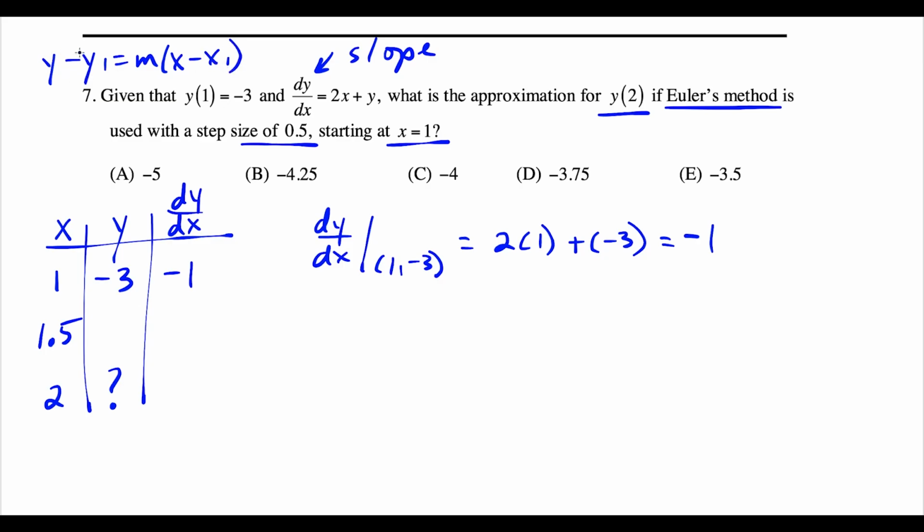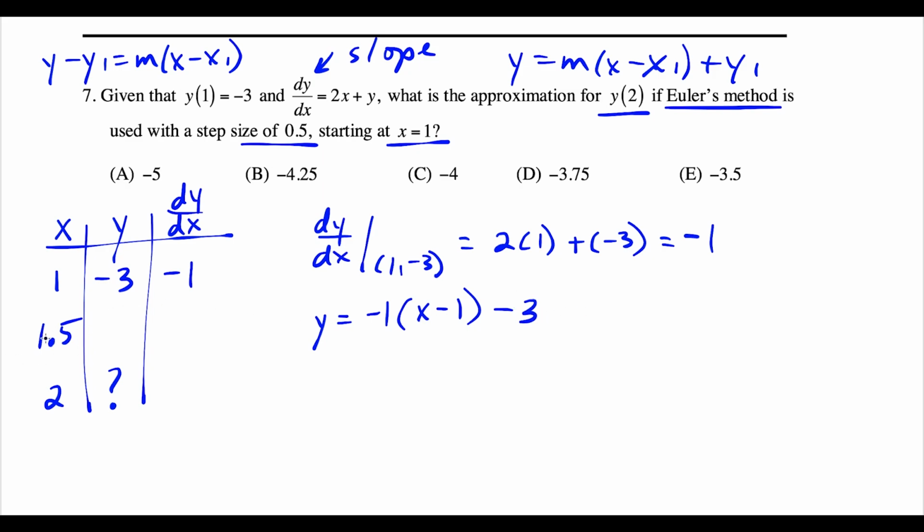Notice here, I could just add y1 to both sides. So I could just say that this is y equals m x minus x1 plus y1. Okay, so this is the better one to use because it's already solved for y. So I'm going to use that right now. So I have y equals, our first slope is -1, and then we have x minus 1 plus y1 is -3. So I could say plus -3, or I could just say -3 like this.